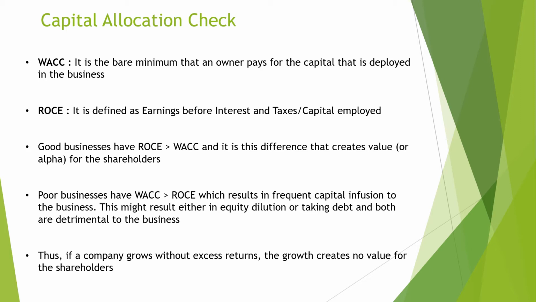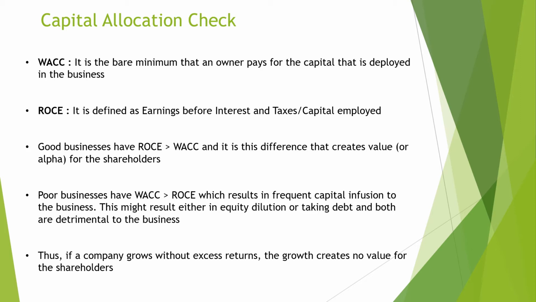At the bare minimum, let's say a company has a weighted average cost of capital of 15, and ROCE is, let's say, 16. It is this 1% which will create value. Although it is not as great, ideally it should be higher; the higher, the better. So if ROCE is greater than WACC, then you can say that the managers, or the promoters, of a company are allocating the capital sensibly, right?